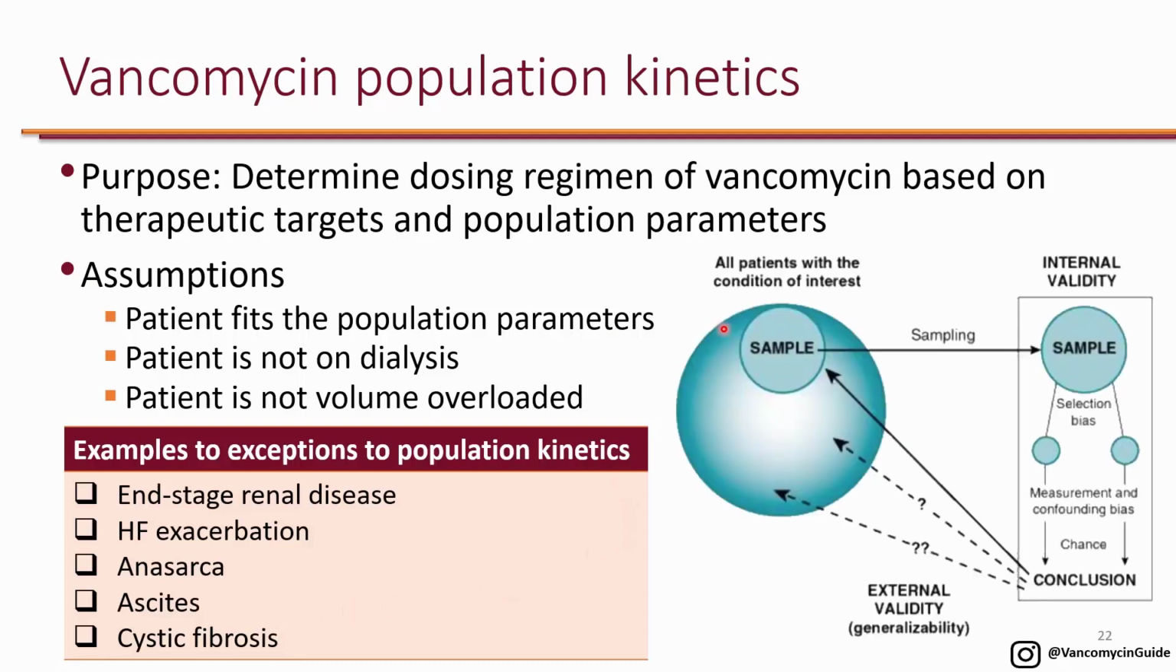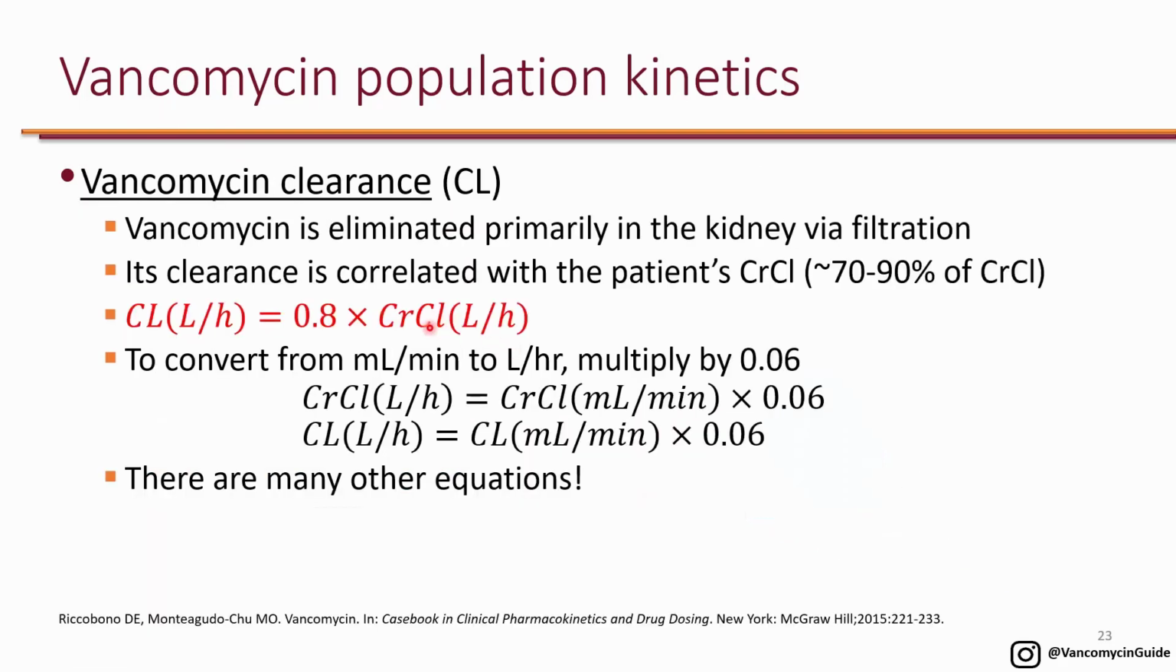So, when it comes to population kinetics, of course we have the population. The problem is these models are derived from a sample of the population. A group of patients are selected in a study, and then they come up with a pharmacokinetics model that applies to that sample of patients, but the question is, does it apply to the rest of the population? So we have to be very careful when we use population pharmacokinetics. One of the equations from population kinetics is vancomycin clearance. Vancomycin is eliminated primarily by the kidneys, and its clearance is correlated with patients' creatinine clearance.